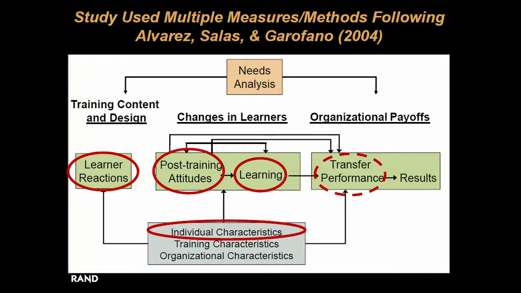And then the transfer performance, that's sort of the holy grail of training evaluation. And beyond that, do you see actual changes in the organization's results? And the reason I have a dotted line there is because our measure was more one of perceived transfer rather than objective measures of transfer. Very difficult to do. And we controlled for a variety of the types of individual characteristics that have been mentioned in previous talks.